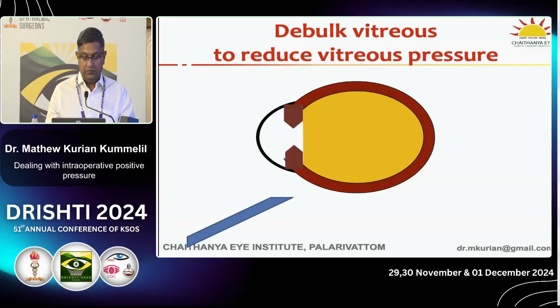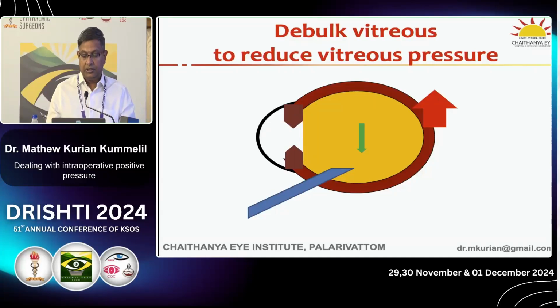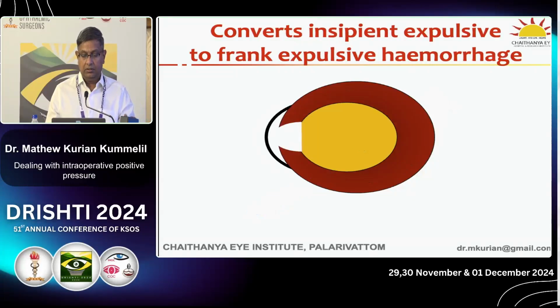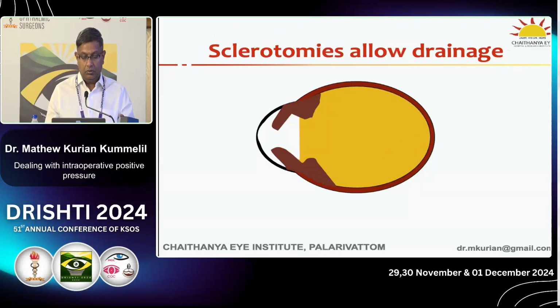So at this stage, if you decide to go and debulk the vitreous, the pressure comes down, but there is no amount of pressure you can put over here to push the lens iris diaphragm back. So what happens is this is already under tension. It is like you have released the weight on the pressure cooker, and that converts the incipient expulsive to a frank expulsive hemorrhage. So what does sclerotomy do? It allows this to drain out. And in a closed chamber, you don't get the posterior thing happening.